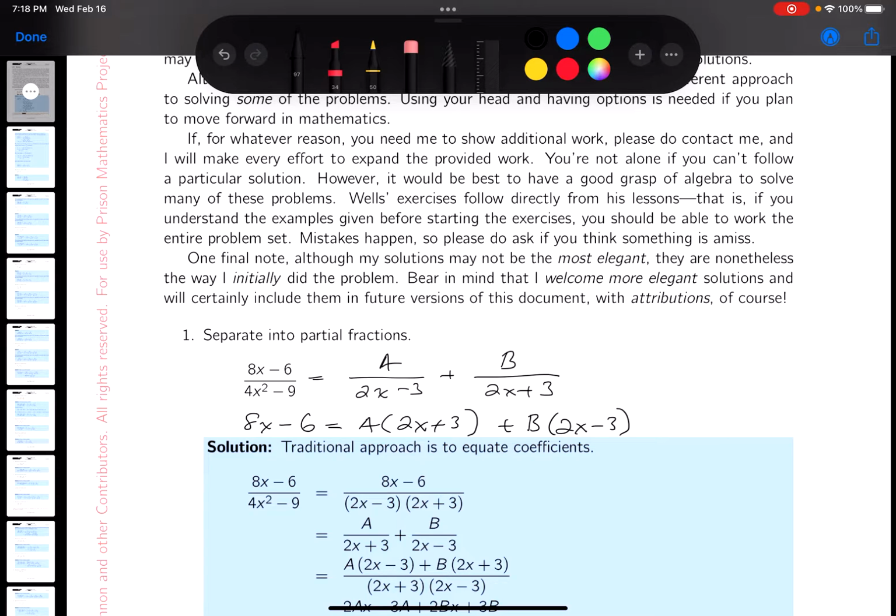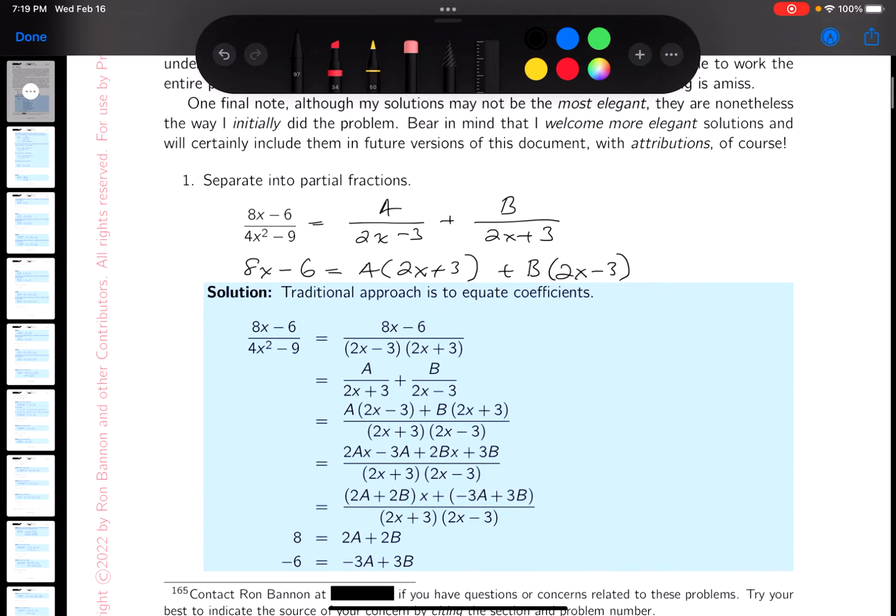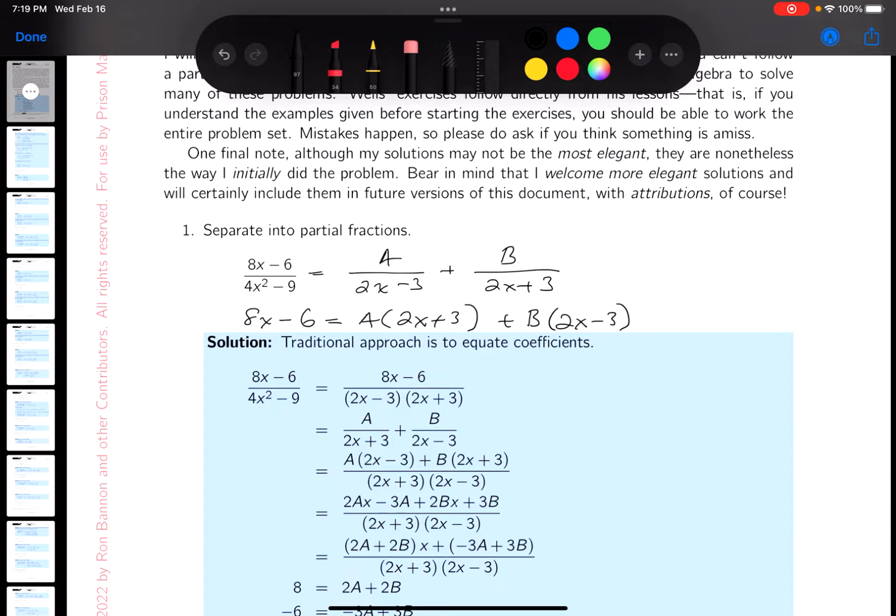All right, here comes the tough part for a lot of students. I realize what Wells is doing, but I'm going to do something a little bit different. I'm going to select a value for x that makes it easy for me to deal with the problem. So I'm going to let x equal, well, let's take a look at this. I'm going to let it equal minus, no, I'm going to let it equal 3/2. I'm going to put this over here, and you'll see why I'm choosing 3/2 in a second.